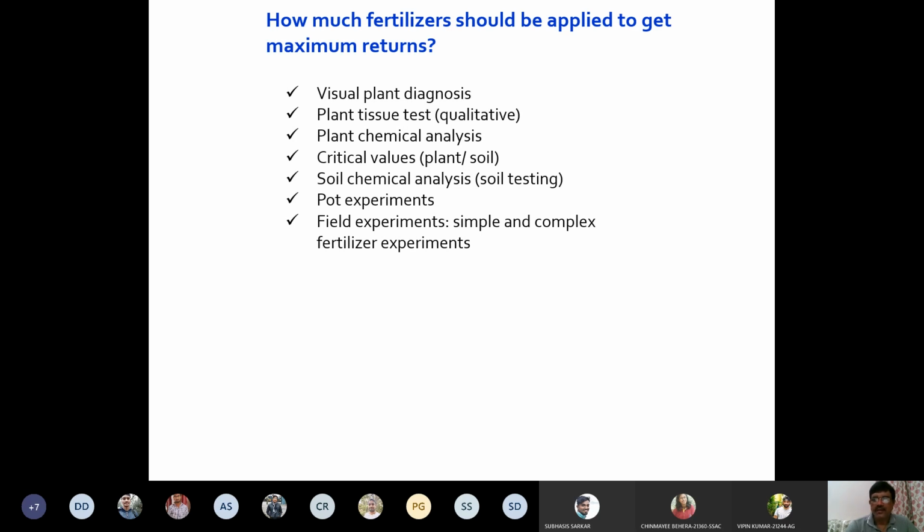There are two kinds of experiments, simple and complex. Where we have a single nutrient, it is simple. If we have two or three factors, then it becomes a complex experiment: maybe dose of the fertilizer, time of application, method of application. If you combine two or three variables, or if you take two or more nutrients, it becomes a complex fertilizer experiment.